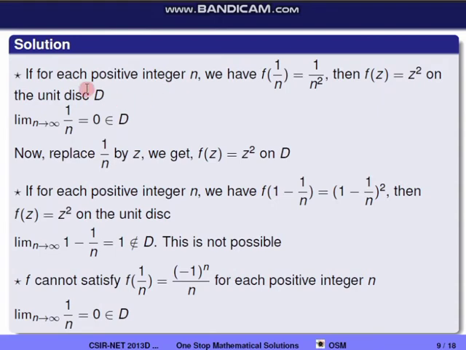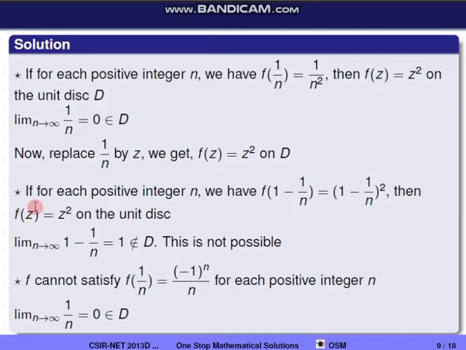If for each positive integer n, we have f of 1 by n is equal to 1 by n square, then f of z is equal to z square on the unit disk D. So find the limit point of this argument. So limit n tends to infinity, 1 by n we are getting is equal to 0. And 0 is an element of the unit disk D. Therefore replace this argument 1 by n by z. So we get f of z is equal to z square on D. So first option is true. Similarly check for second, third and fourth option.